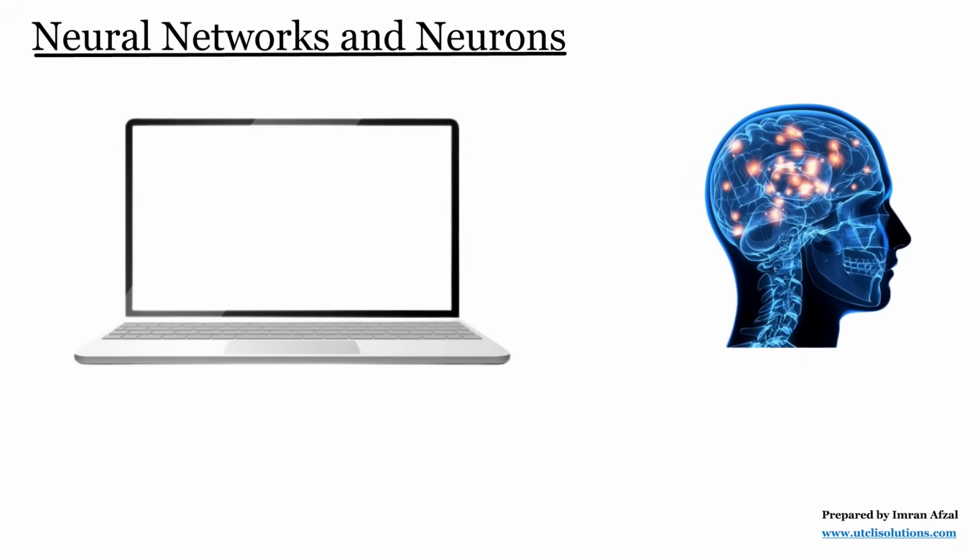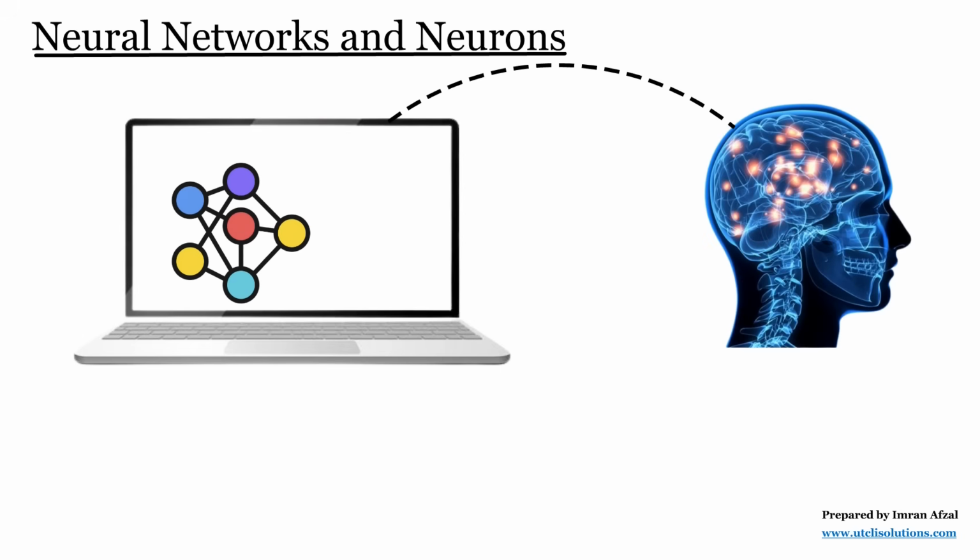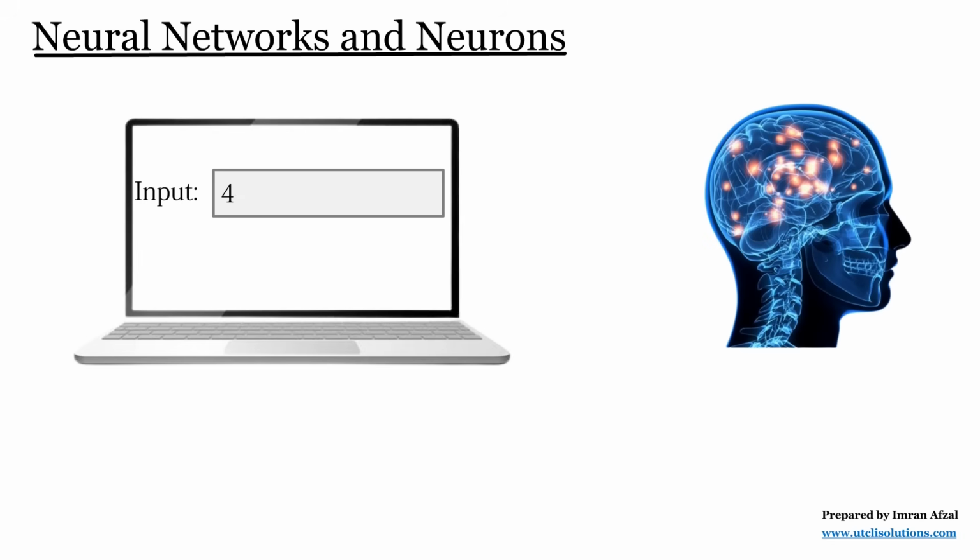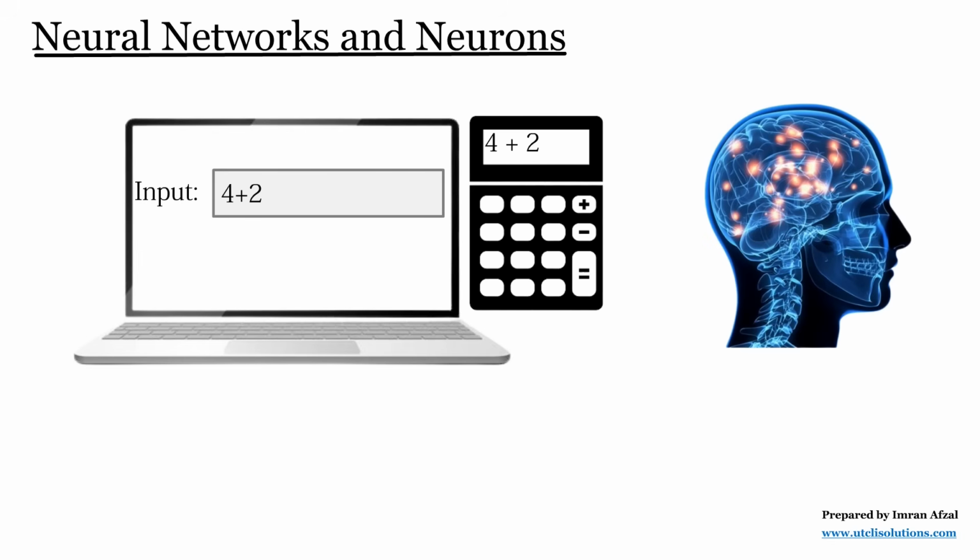The human brain is made up of tiny units called neurons. Each neuron sends signals to others, and together they help us think, learn, and understand the world. A neural network in a computer works in a very similar way. It uses artificial neurons that take information in, work with it, and pass it forward.